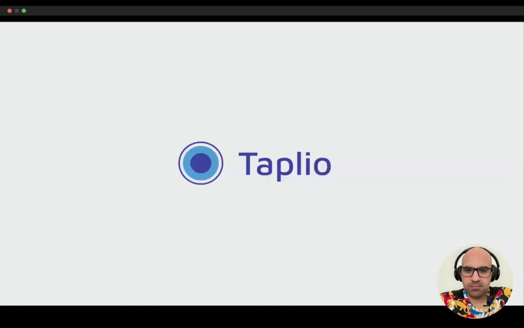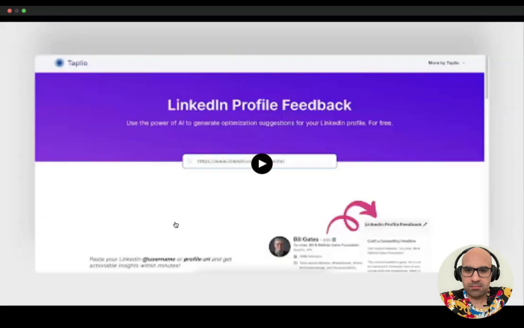Good. If we talk about LinkedIn, it's very important today to have all our information organized, correct and updated there. There is one tool called Taplio. Taplio is a tool that helps people write LinkedIn posts, but they have one good feature that is free: you enter your LinkedIn profile, and it gives you some insight into how you can improve it.